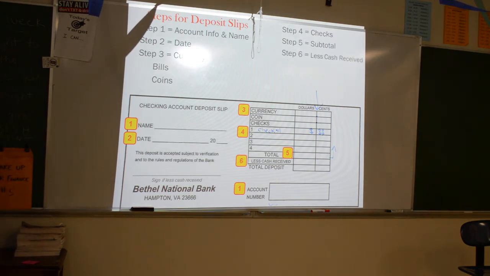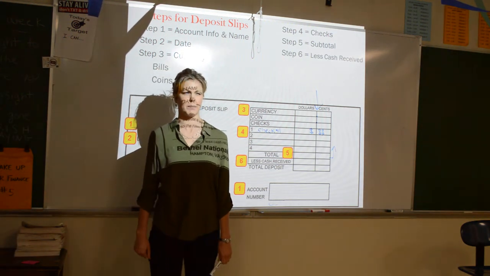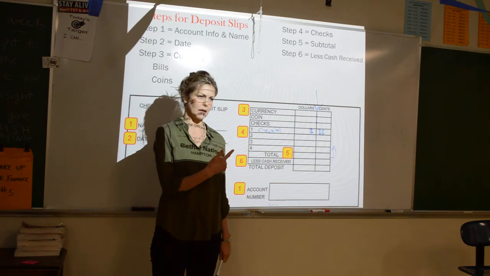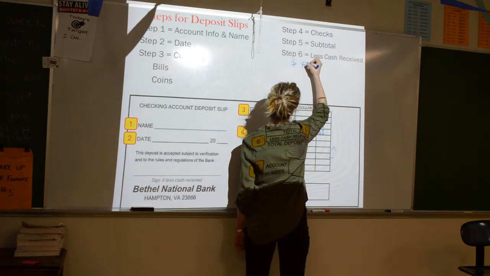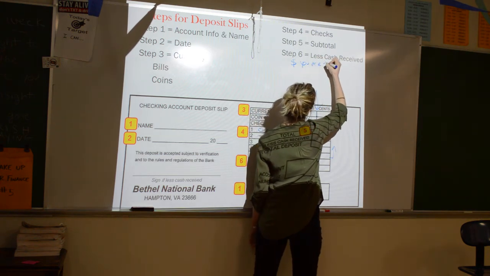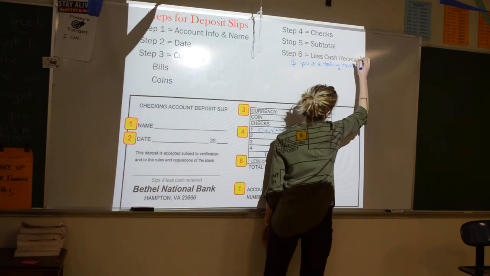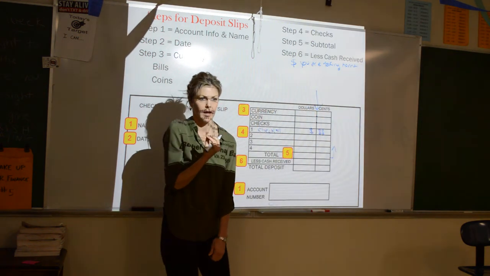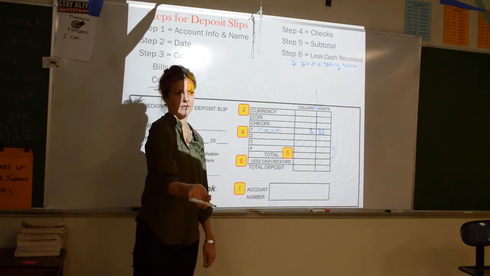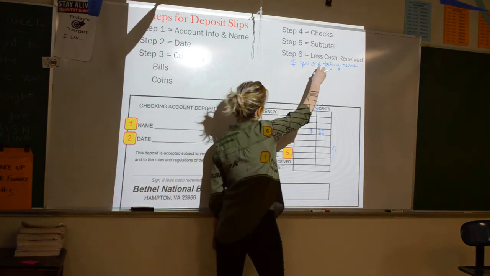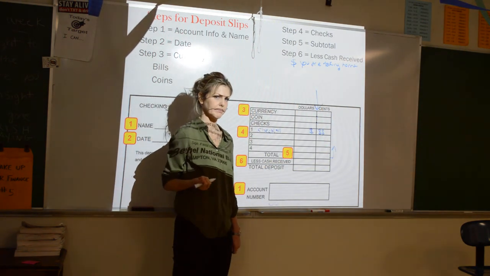Step six is less cash received. If you're going to have a question about a deposit slip, it's probably going to be here. All right, what I want you to write here is money you are taking home. Sometimes you're going to want to take a large amount of money home. Other times you're going to take nothing. All right, you're going to deposit everything. Okay? But less cash received is just a fancy way of saying money you're going to be taking home with you. Okay?